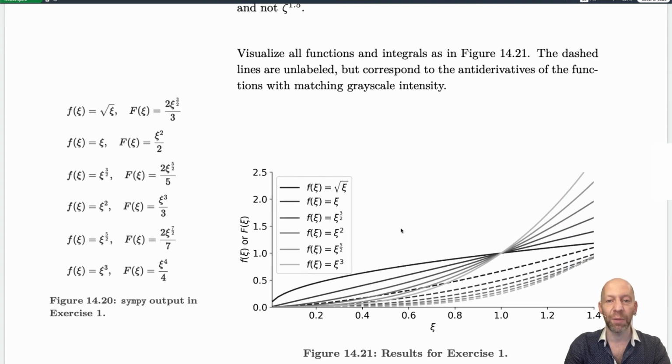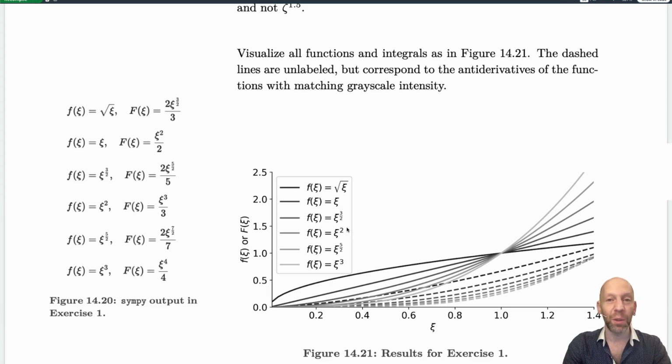and also figure 14.21. So here I'm just printing out all of the power functions. So here we have zeta to the power of 1/2, then 1, 3/2, and so on up to 3, which is the same thing as 6 divided by 2. And then here on the right column, I show the antiderivatives of each of these expressions. And then here you can see I'm plotting in the single lines are the functions, and the dashed lines are their antiderivatives. And different color gradients for the different power values.